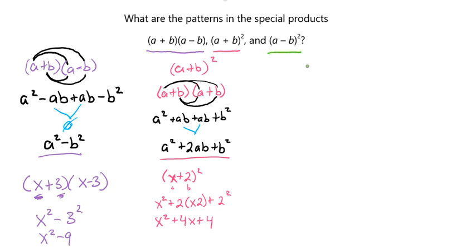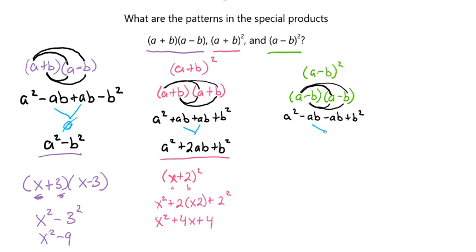And finally, let's look at our product for a minus b quantity squared. Just like the a plus b quantity squared, we would write this separately as a minus b times a minus b. We would then distribute, so a times a is a squared, a times negative b is negative ab, negative b times a is negative ab, and negative b times negative b is a positive b squared. When we combine our like terms, we're going to have an a squared minus 2ab plus b squared.